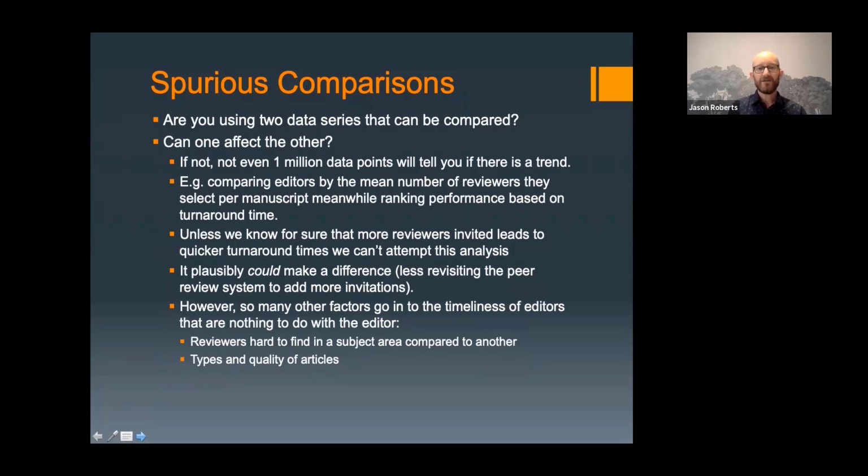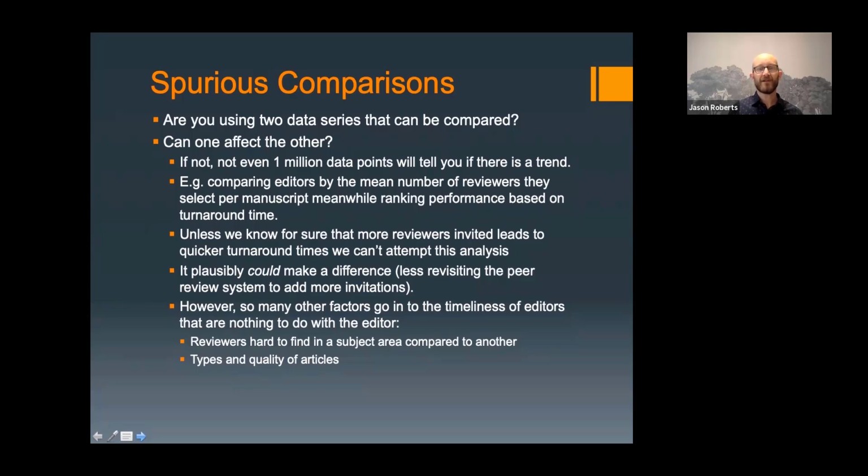Are you using two data series that can be compared? Can one affect the other? That's important to remember. If not, not even a million data points will tell you that there's a trend. You can just keep putting in all these data points that you want, but it's not going to tell you anything. It's just more noise. For instance, comparing editors by the mean number of reviewers that they select per paper, meanwhile ranking performance based on how fast they are.